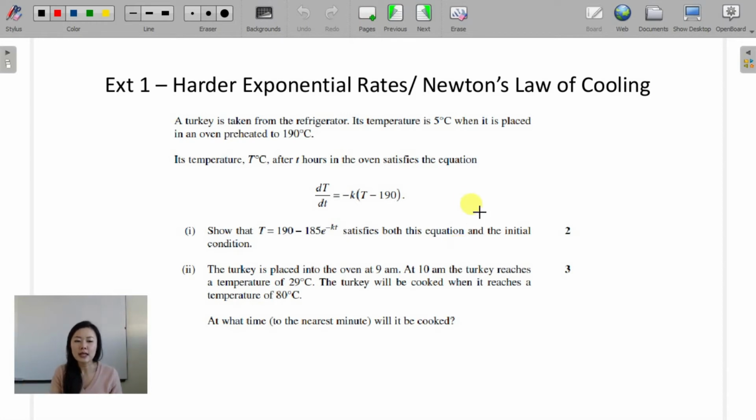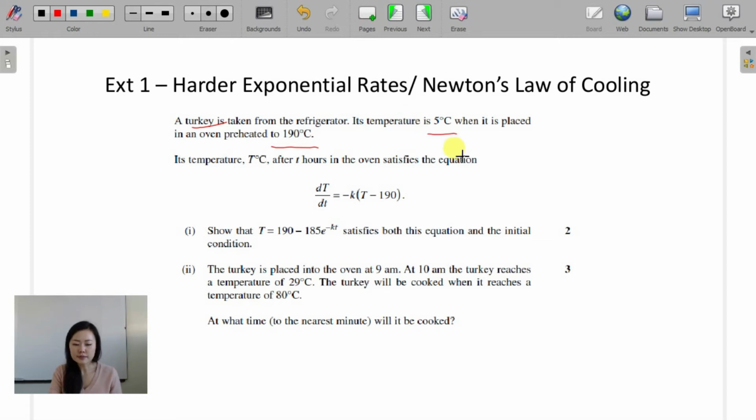That's what it is. So in the first instance, let's have a read of the question first. We've got a turkey that's been taken out of the refrigerator at 5 degrees, placed into a 190 degrees oven. So that's the environment temperature. So we're going to show this equation satisfies the rate as well as satisfies that initial temperature.